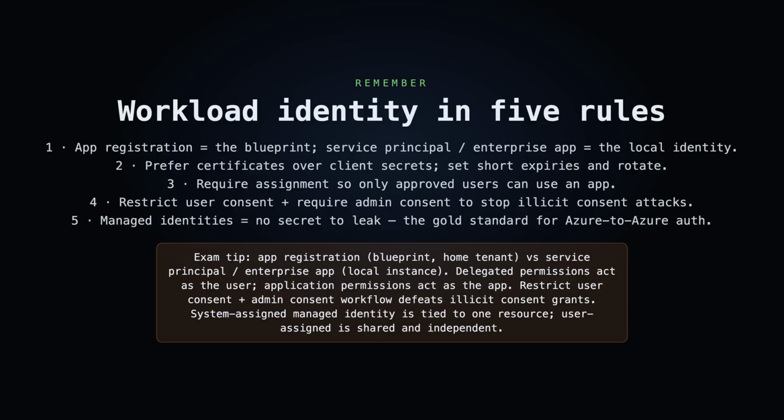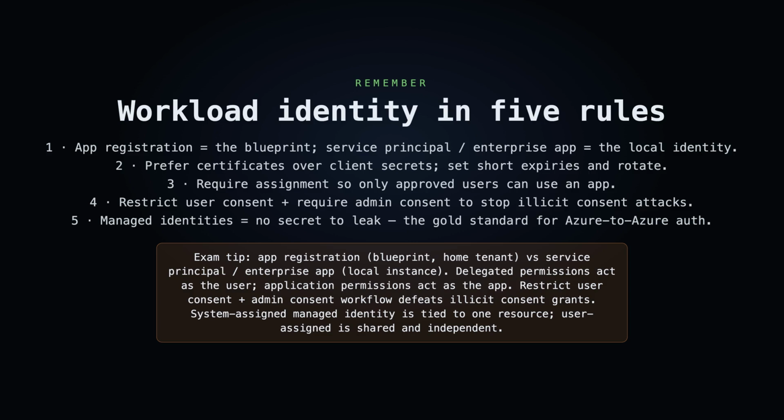Let's secure the identities that aren't people. An app registration is the blueprint. The service principal, shown as an enterprise application, is the local identity you actually govern. For credentials, prefer certificates over client secrets. Keep expiries short and rotate. Require assignment so only approved users can reach an app.